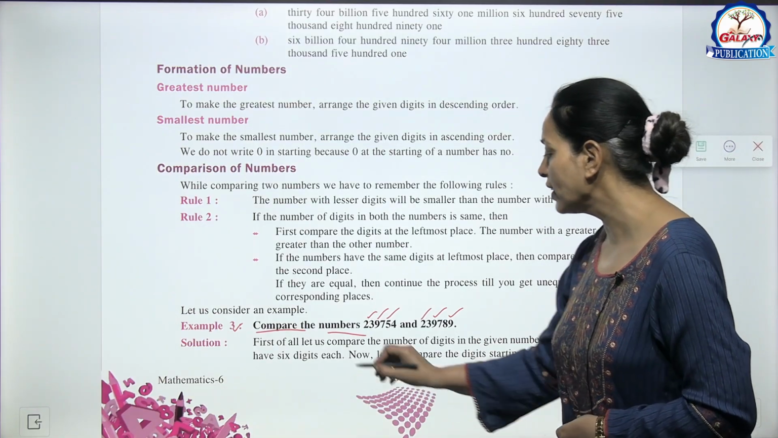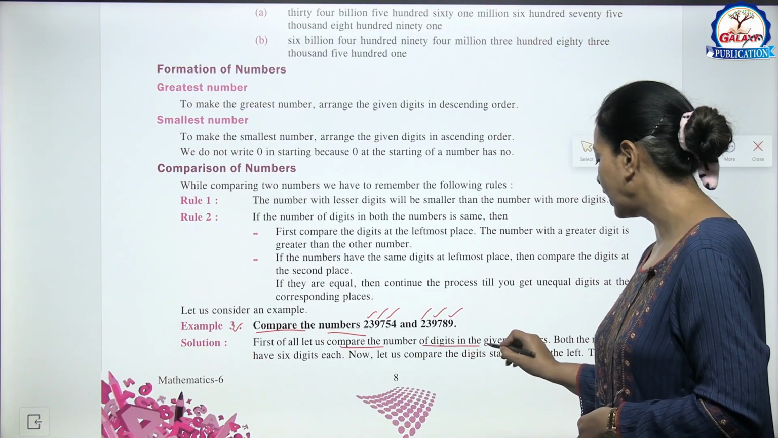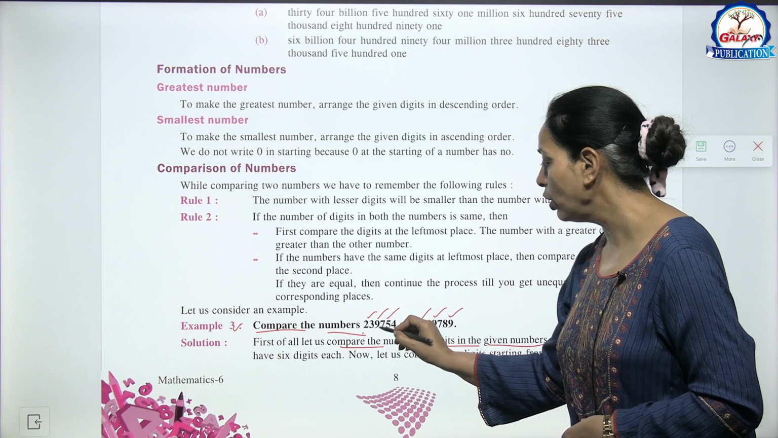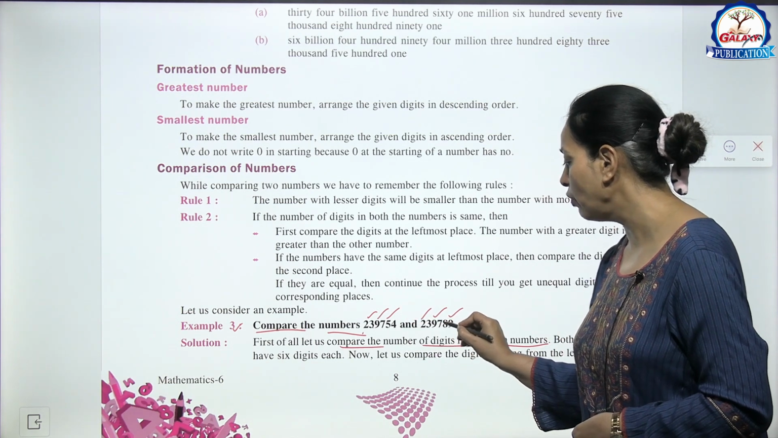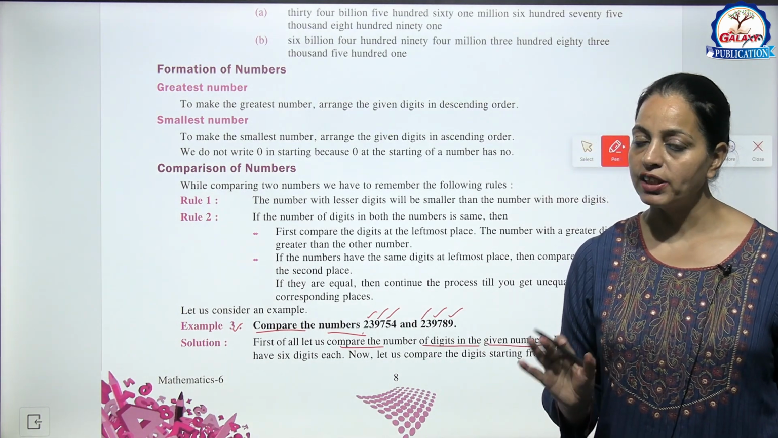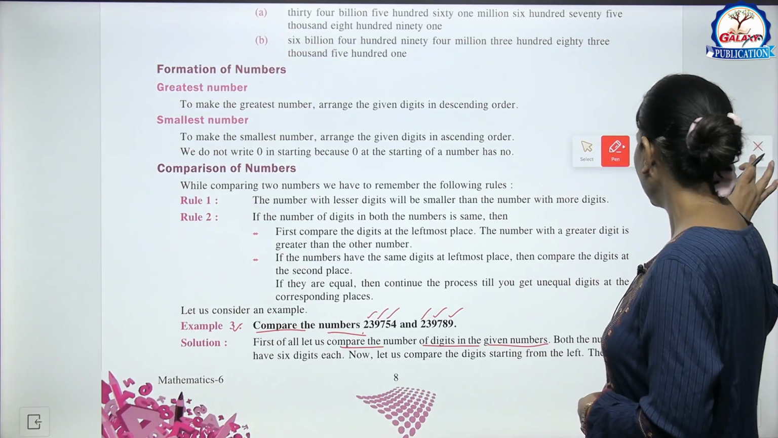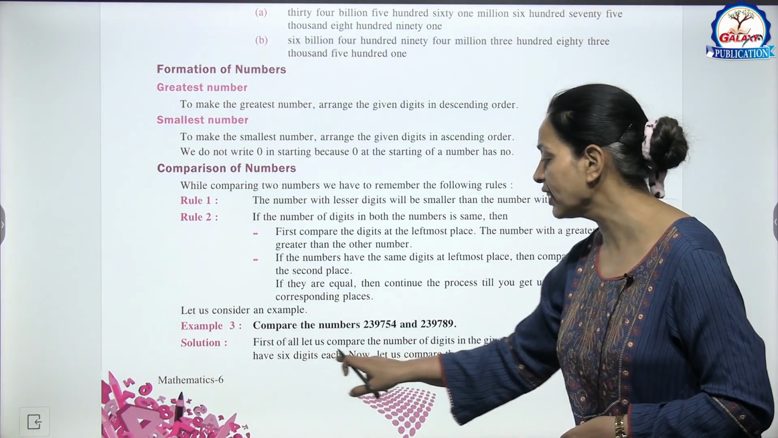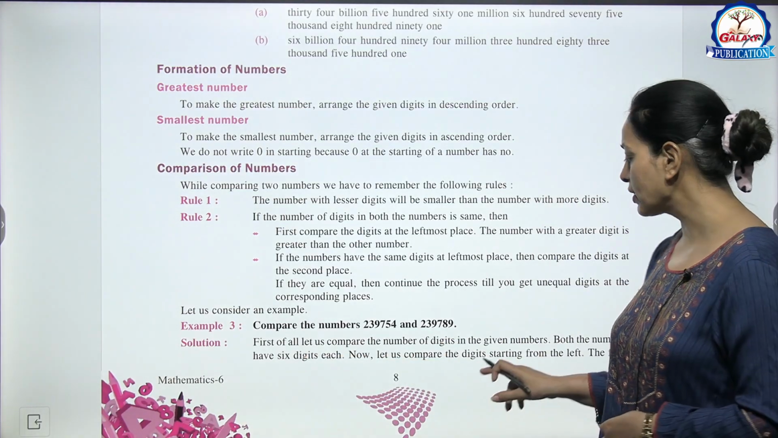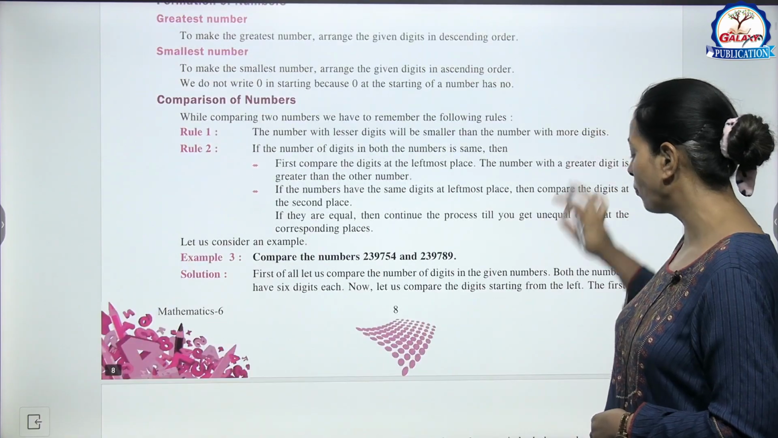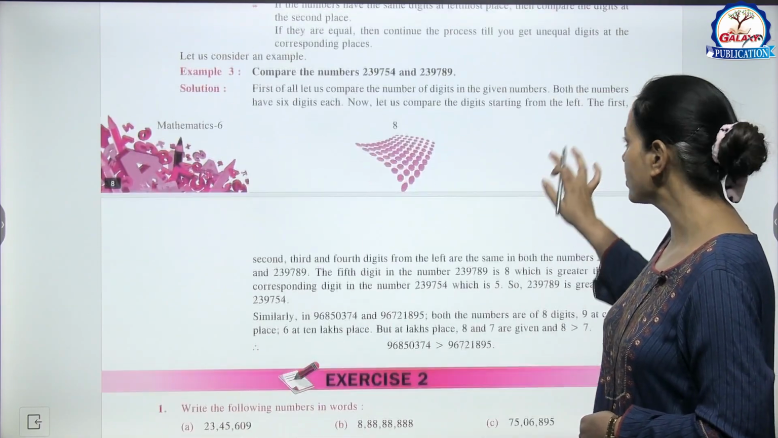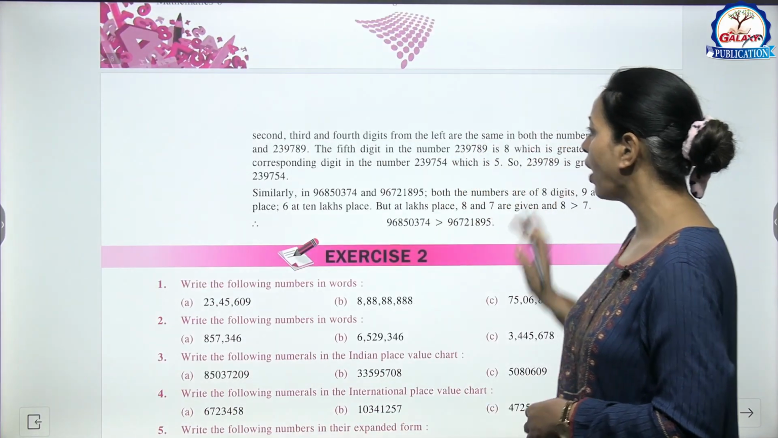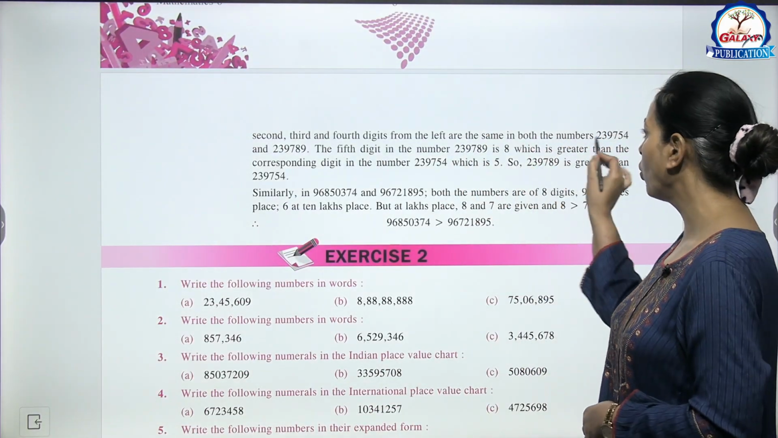So first of all, let us compare the number of digits in the given numbers. First of all, count the digits. 1, 2, 3, 4, 5, 6. 1, 2, 3, 4, 5, 6. Number of digits same. तो हम क्या करेंगे? Comparison start करेंगे. So here both the numbers have 6 digits each. Now let us compare the digits starting from the left.